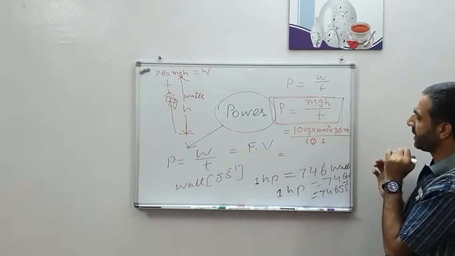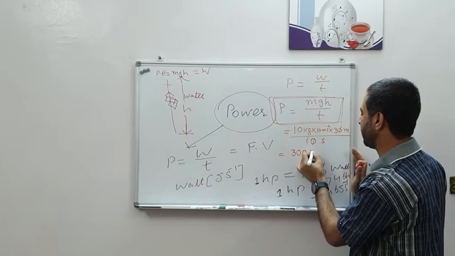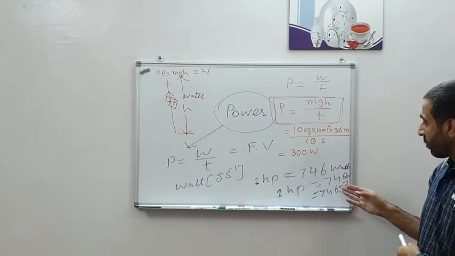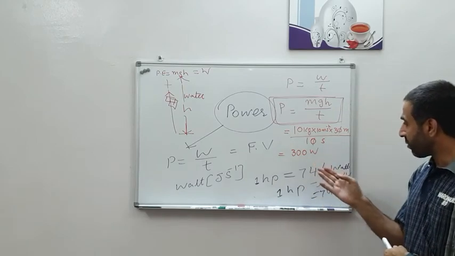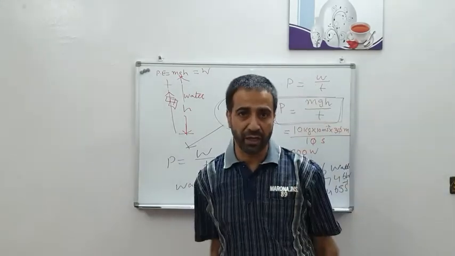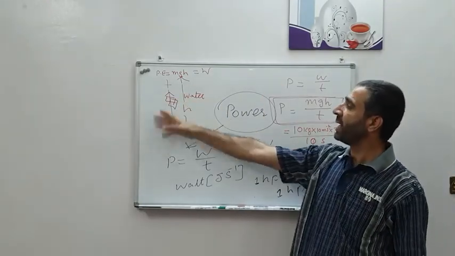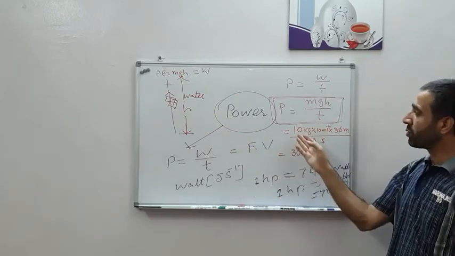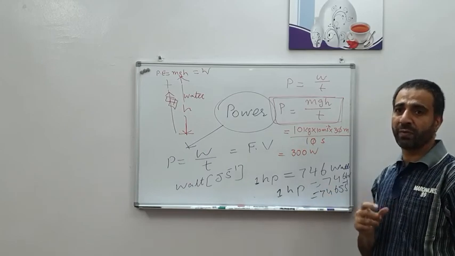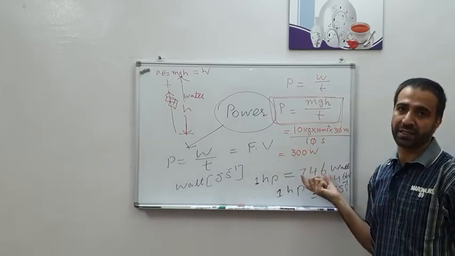That will definitely be 300 watt. If you calculate how much horsepower it will be, 746 watt is 1 horsepower and this is 300 watt, so it is about half a horsepower. So you will need a half horsepower motor to do the job for you, to raise 10 kilogram of water to the top of the building, which is 30 meter high, in just 10 seconds. So the right power for your water pump will be nearly half a horsepower, right?